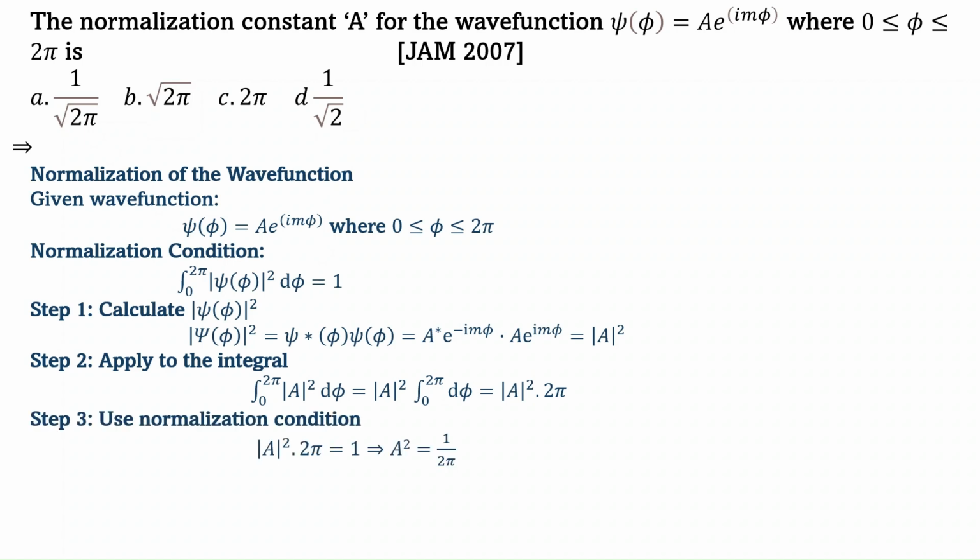So using the normalization condition, we get |A|^2 times 2 pi equals 1, where |A|^2 is equal to 1 by 2 pi. So after taking the square root, we get A equals 1 by root 2 pi. So that is our final answer, that is the normalization constant A equals 1 by root 2 pi.